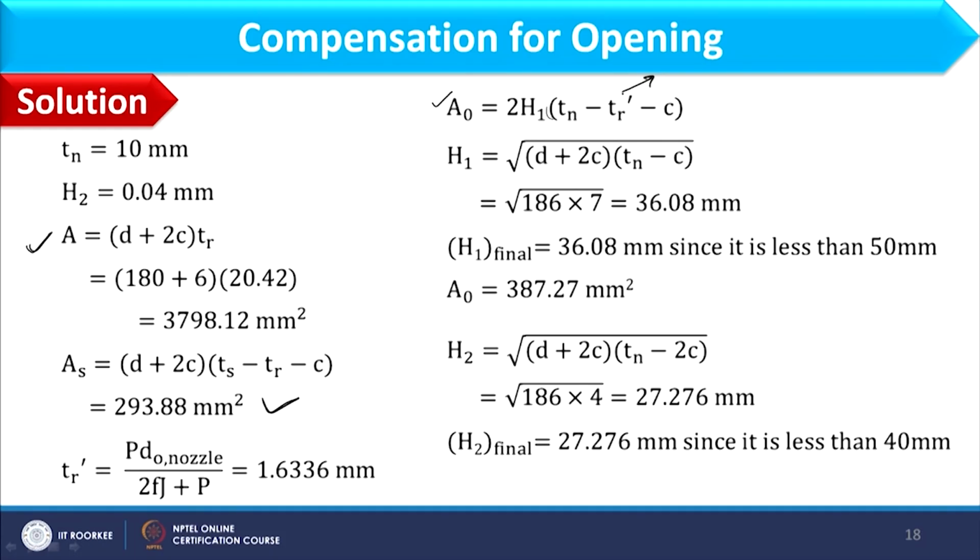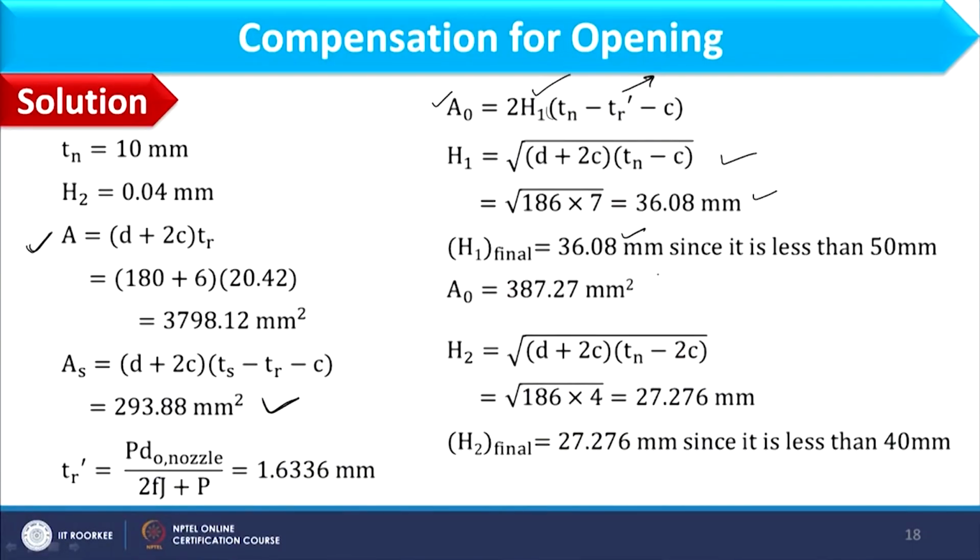Considering Tr dash, for the AO expression I also have to find out the H1 value. H1 is given by this expression, and the value comes as 36.08 mm. If you remember, H1 is basically the boundary decided over the vessel. That will be compared with the outer length of the nozzle. The outer length of the nozzle in this case is 50 mm. Now, H1 is less than 50 mm, so H1 we will consider as 36.08.